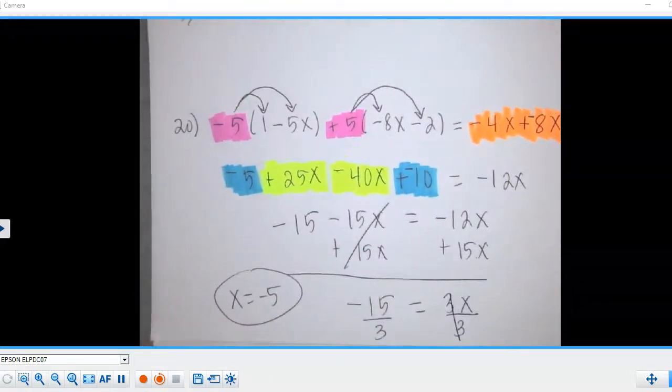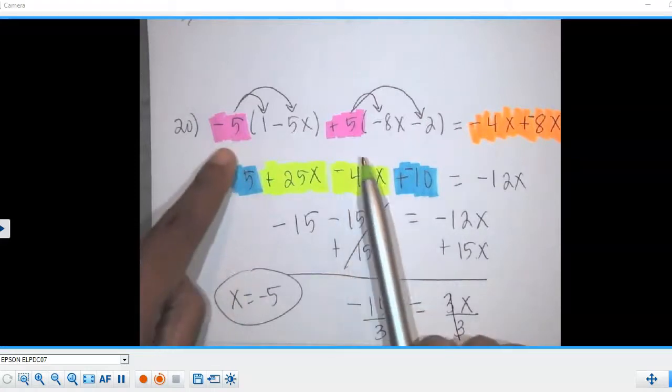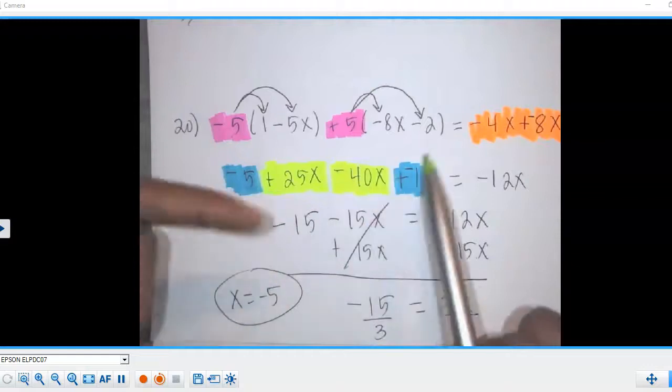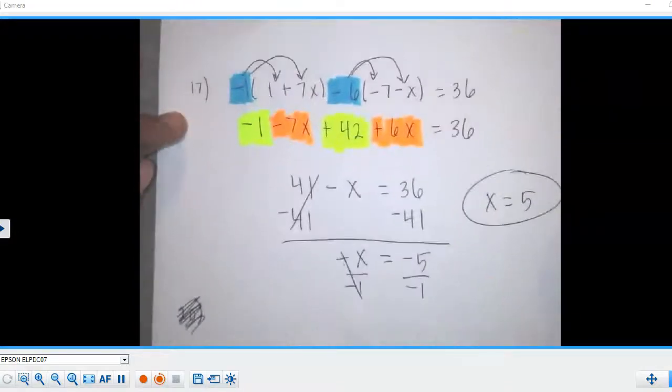So, yeah, it looked pretty scary, because, oh my gosh, we have 2 distributive properties. But again, it's the same thing that we've been doing. You just take your time.